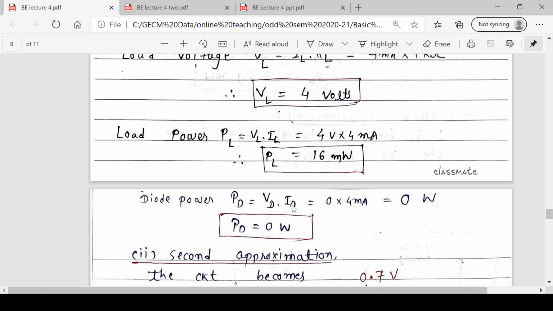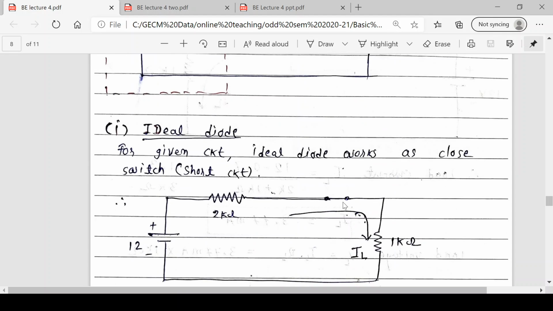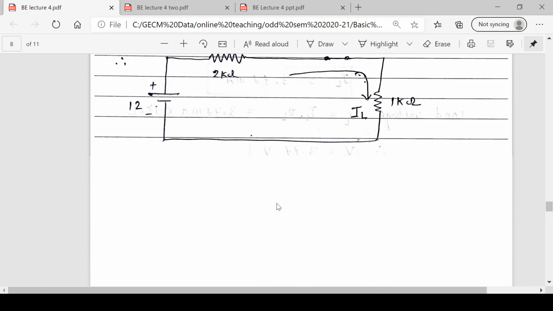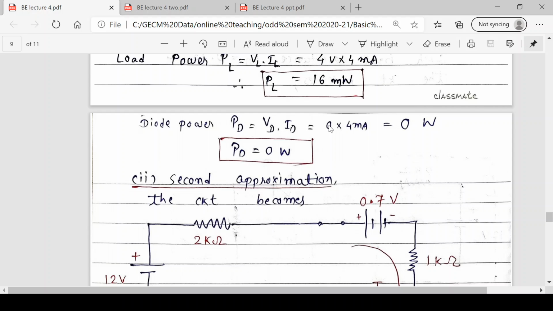Now because our diode is ideal, that means it has no voltage because it is short circuit. So 0 voltage multiplied by 4 milliampere, answer is 0 watt. So what does it indicate? Ideal diode does not use any power. Our ideal diode uses no power, which is practically not possible, but it is ideal.